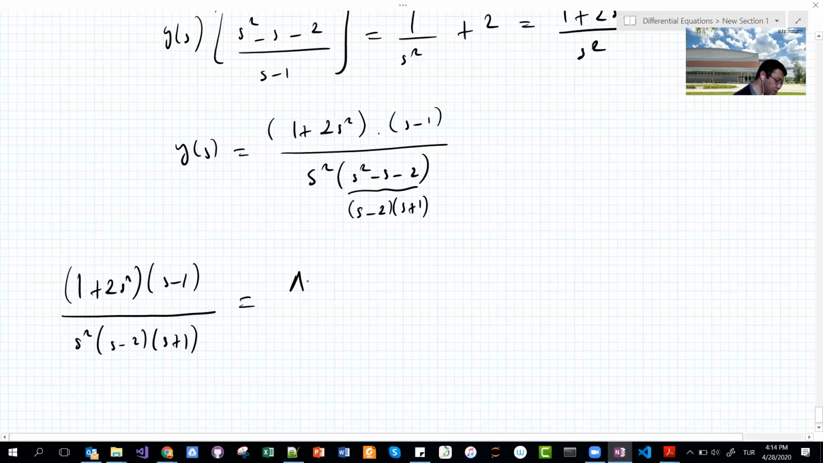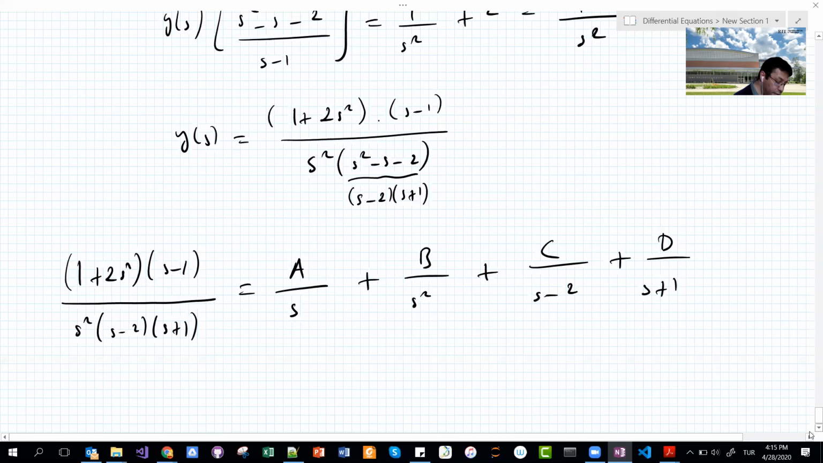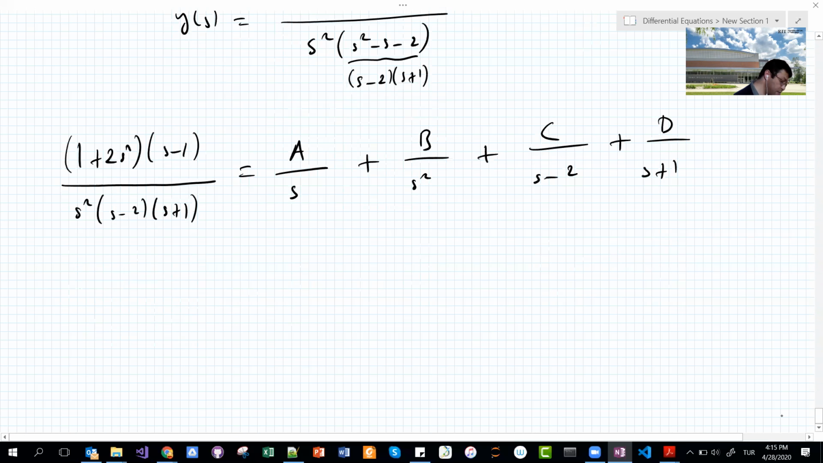What you should do is this: a over s plus b over s squared plus c over s minus 2 plus d over s plus 1. This is how you need to take care of this inverse. I will leave finding the coefficients to you, okay? That's a lot of algebra.